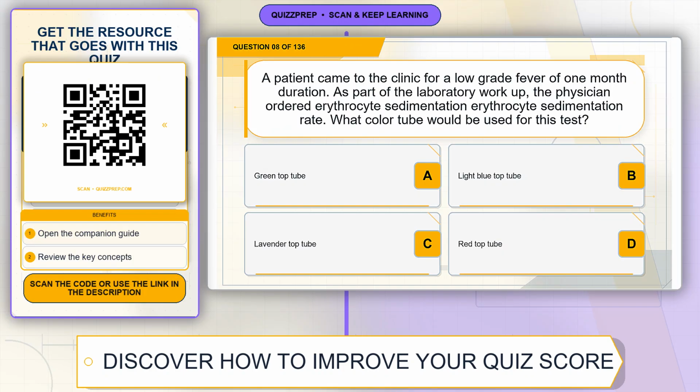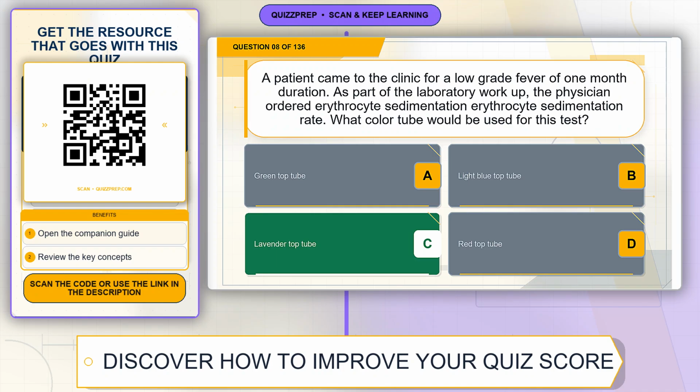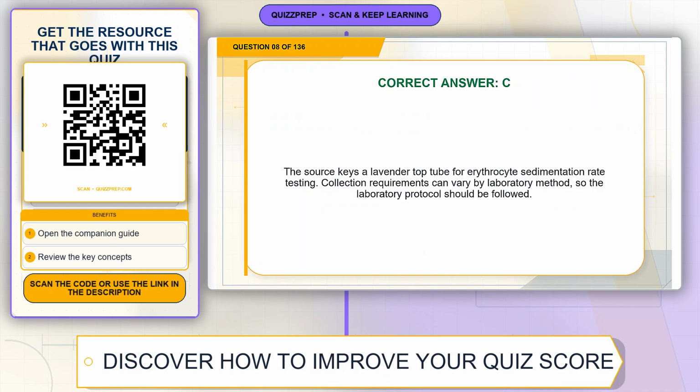Question 8. A patient came to the clinic for a low-grade fever of 1 month duration. As part of the laboratory workup, the physician ordered erythrocyte sedimentation rate. What color tube would be used for this test? Option A, green top tube. Option B, light blue top tube. Option C, lavender top tube. Option D, red top tube. The correct answer is option C, lavender top tube. Explanation. The source keys a lavender top tube for erythrocyte sedimentation rate testing. Collection requirements can vary by laboratory method, so the laboratory protocol should be followed.